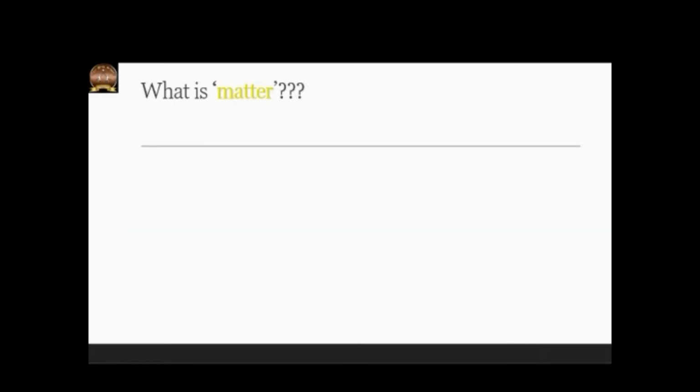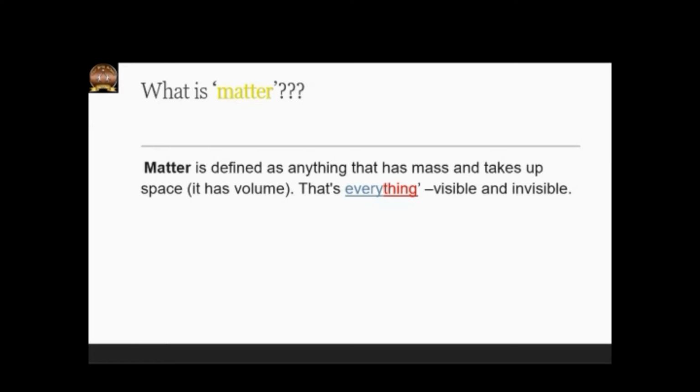So what is matter? Well, matter is defined as anything that has mass and takes up space, that is, anything that has volume. And that's practically everything around us. And when I say everything, I mean things that are visible as well as invisible.